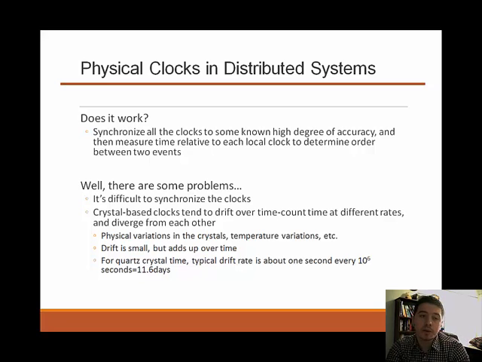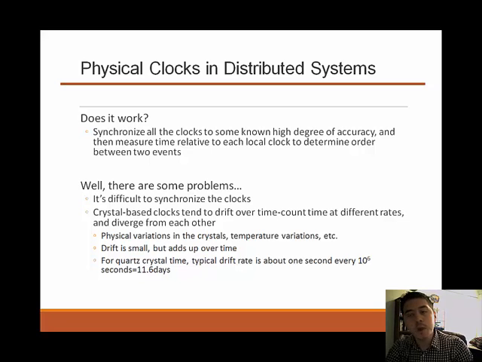And now we're going to discuss physical clocks in distributed systems. Well, do physical clocks actually work in distributed systems? In order for it to work, we have to synchronize all clocks to some known high degree of accuracy, and then measure the time relative to each local process to determine order between the two events. So basically, we have to have different physical clocks synchronized with each other in different computers in a distributed environment in order for us to understand when those events happen.